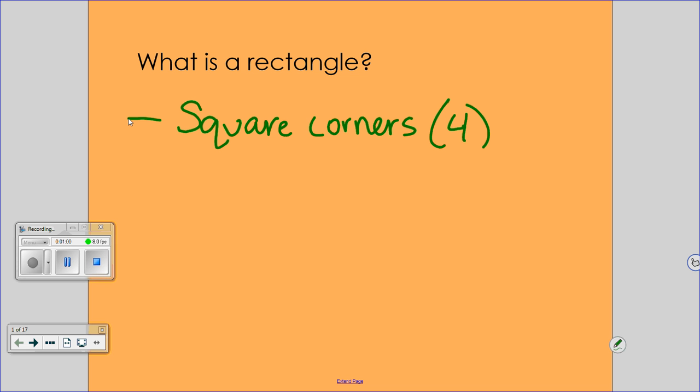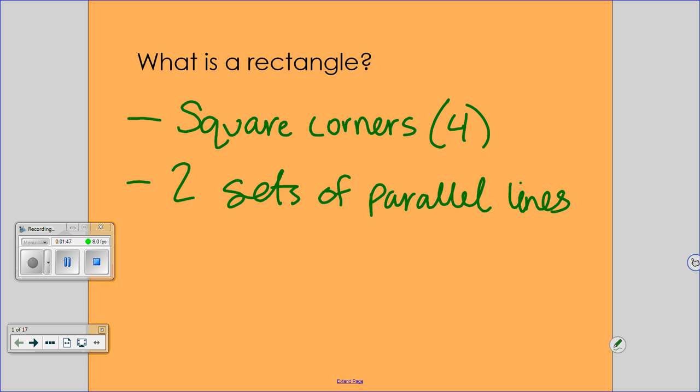What else do I have to have? If it goes on forever, it can't touch. It has to stay the same distance apart. What do we call that? Parallel lines. How many sets of parallel lines are on a rectangle? 2 sets, right? Top, bottom, side, and side. So there are 2 sets of parallel lines.